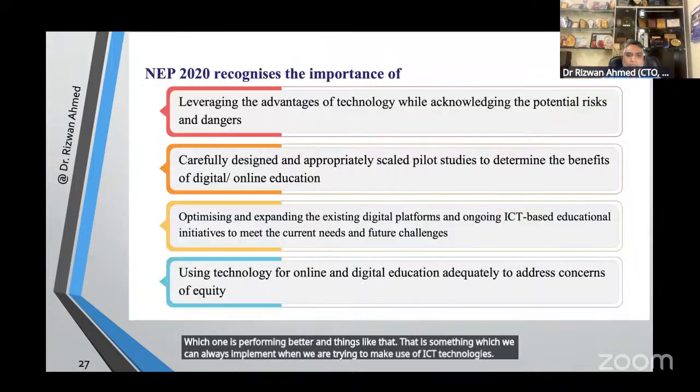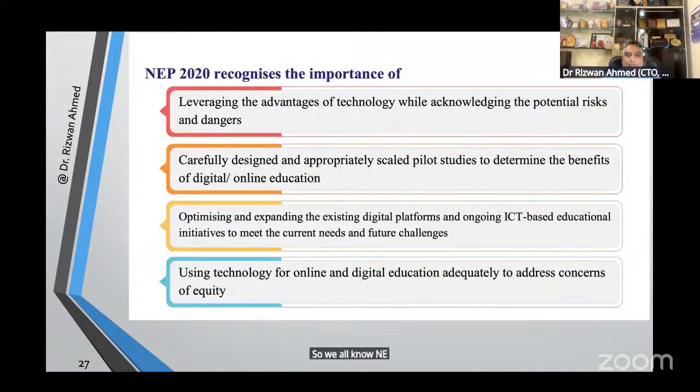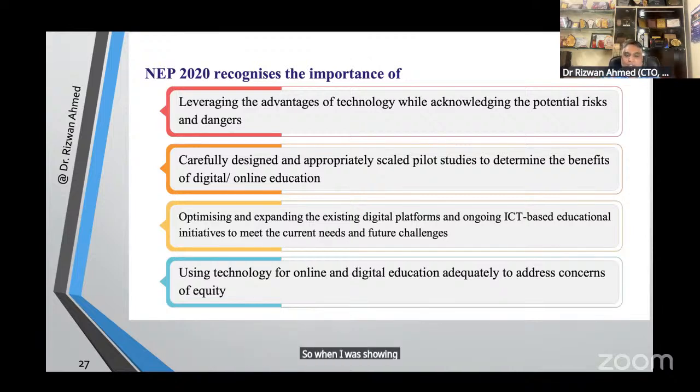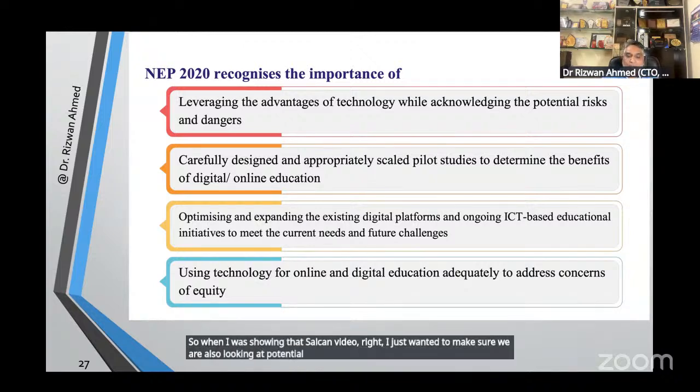So we all know NEP 2020 is giving a lot of importance to ICT technology as a whole. So the idea here is how we can leverage and make use of technology. But at the same time, we need to also look at what could be potential risks and dangers. So when I was showing that Sal Khan video, I just wanted to make sure we are also looking at potential dangers, how technology could be misused. And that is where we need to put some guardrails or controls in place.